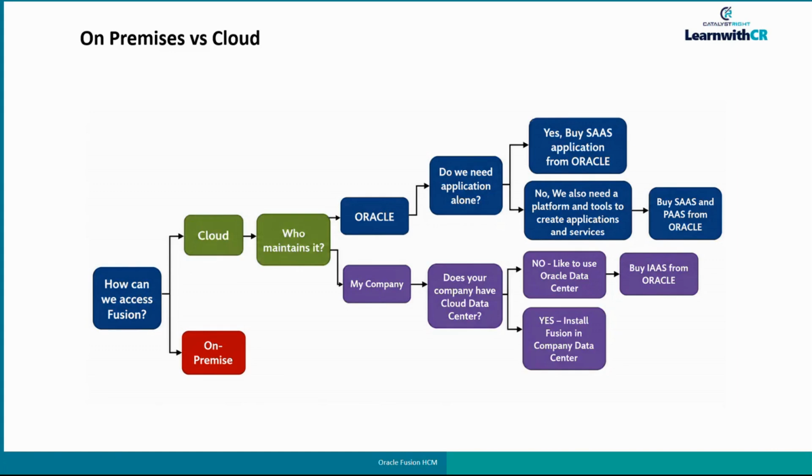Now, in the Oracle Fusion system, there are multiple software offerings as well. If you check here, it is written as SaaS application from Oracle Fusion. Do we need the application alone? Do we require a SaaS model? There are primarily three models: the SaaS model, the PaaS model, and the IaaS model. SaaS is software as a service. PaaS is platform as a service. And we also have the IaaS model, that is infrastructure as a service.